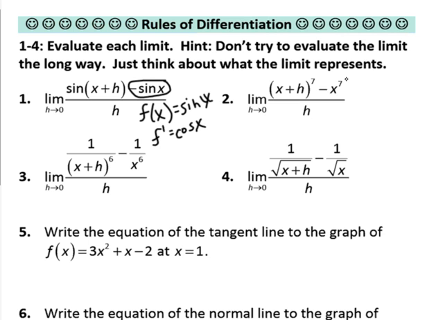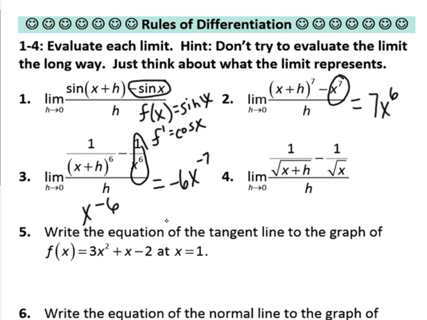Okay, so then number 2 should be really easy. Our function is x to the 7th, so this limit would be equal to the derivative of x to the 7th, which, applying power rule, you get 7x to the 6th. Okay, for number 3, again, here's your function, 1 over x to the 6th, so we want to take the derivative of that. I would write that in exponential form, which would be x to the negative 6th. So when you take the derivative, you would get negative 6x to the negative 7th, or you could write negative 6 over x to the 7th.